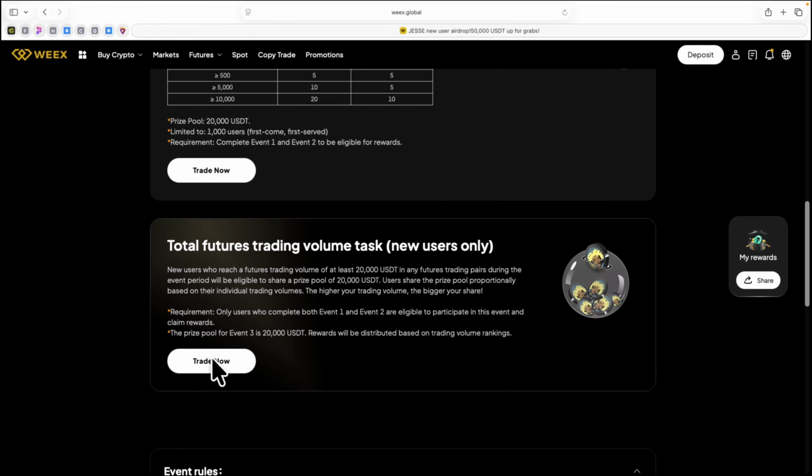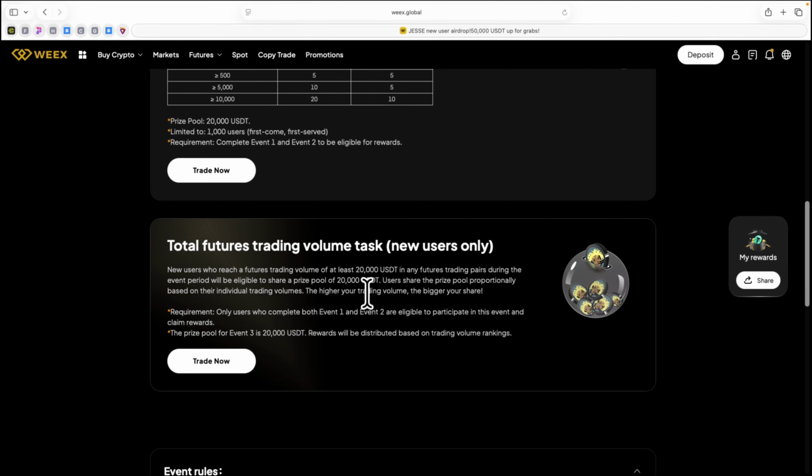Now, the next category, you have total futures trading volume task. This one again is for new users. So you can see for this one, they are telling you that if you have at least $20,000 in trading volume for futures, you'll be eligible to share a prize pool of $20,000 right there.